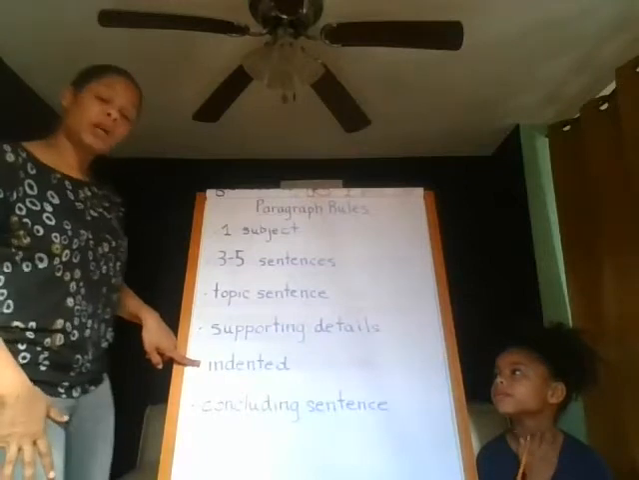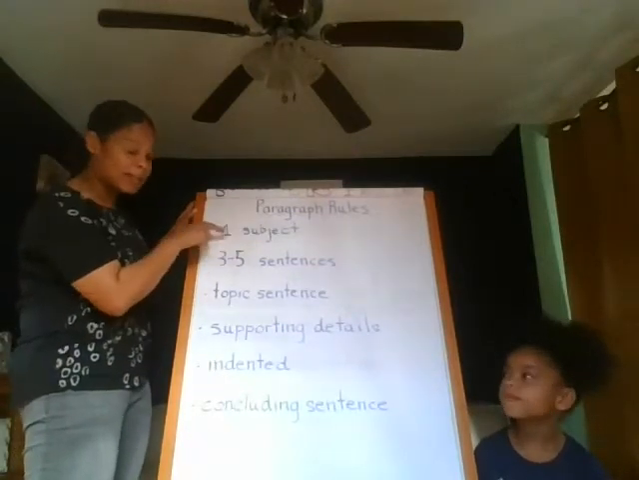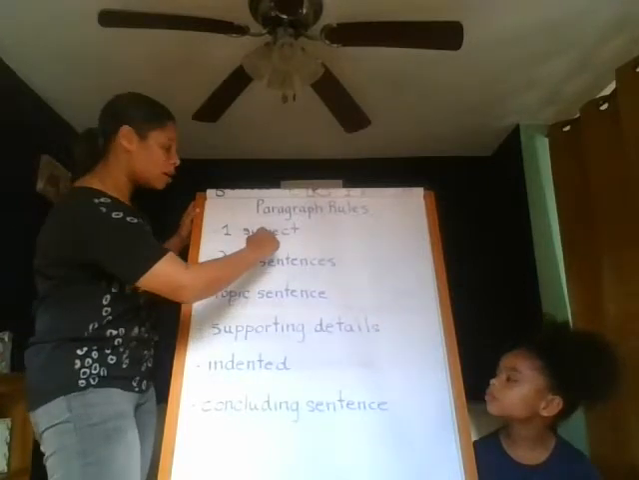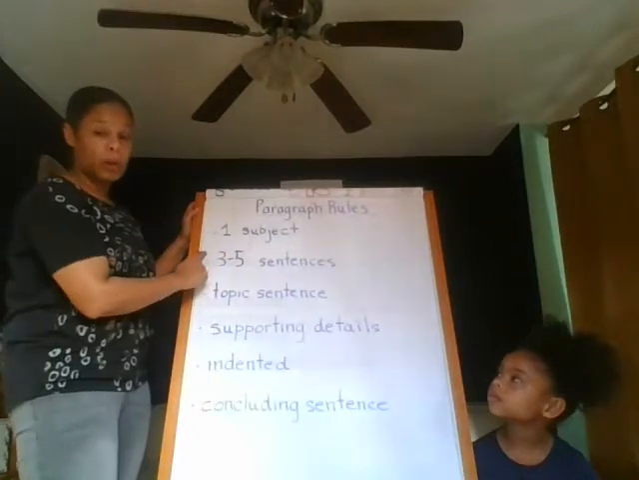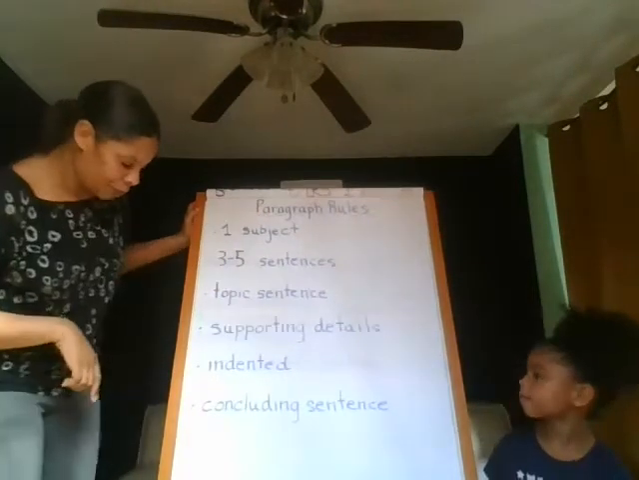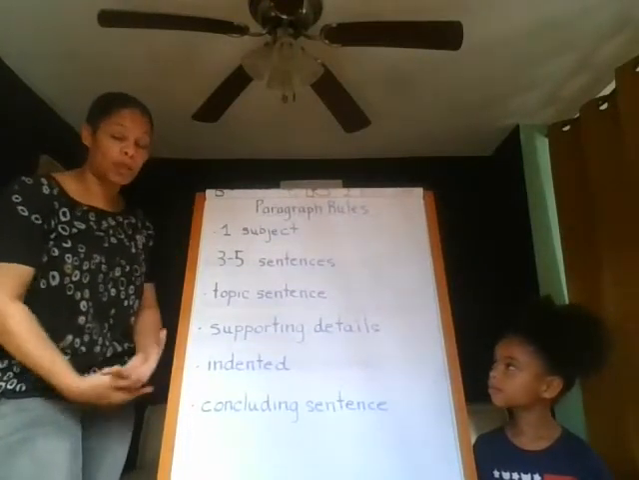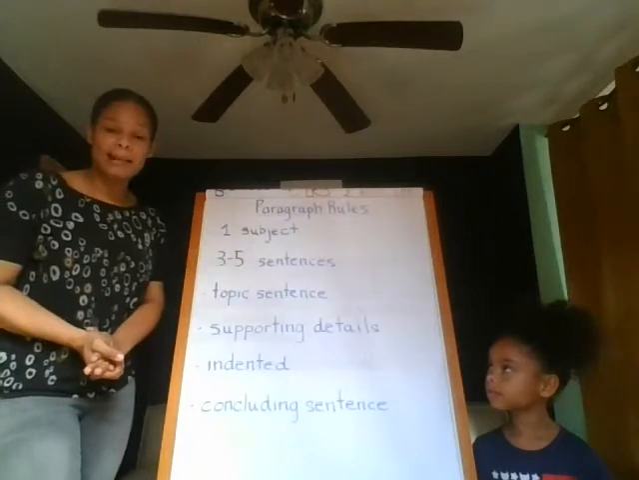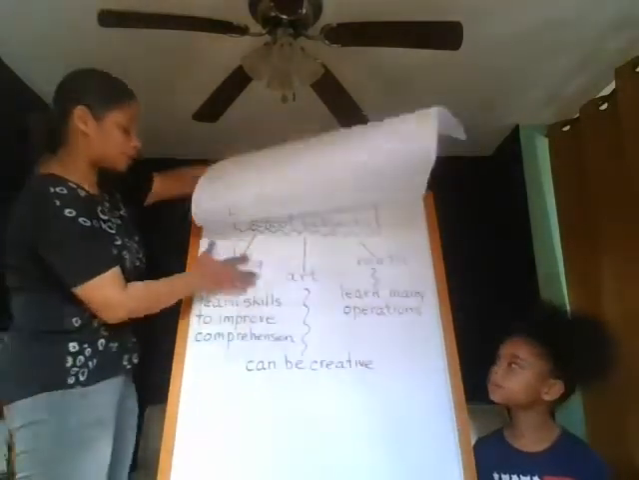Indented. That means that when you start your paragraph, you can't just start in the left margin. You have to go over a bit and indent. So you would start over here, start to write, and then when you come into your next line, you come all the way over here. Every new paragraph, you must indent. Lastly, your last sentence is going to be a concluding sentence. This wraps your whole paragraph up and summarizes everything. Okay, so this is what we have to think about for our paragraph, some rules.